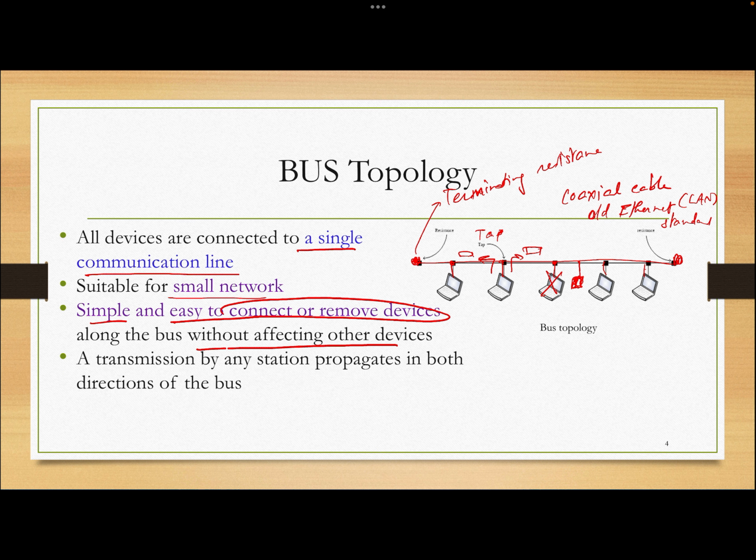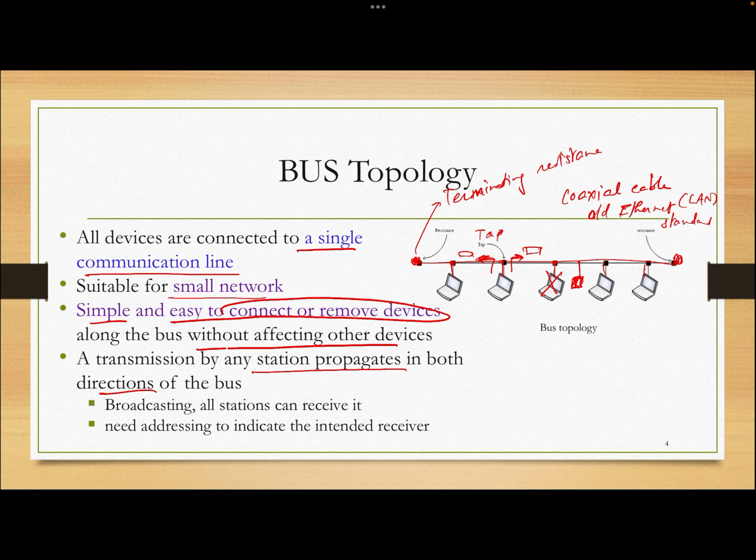A transmission by any station propagates in both directions of the bus, as I show you here. We go both directions. So it's broadcasting. All stations can receive it. So you need addressing to indicate the intended receiver. Suppose this is A, you want to send to D. So here you have to have addressing that the destination is D, so that D will read it, but other people will not read it.